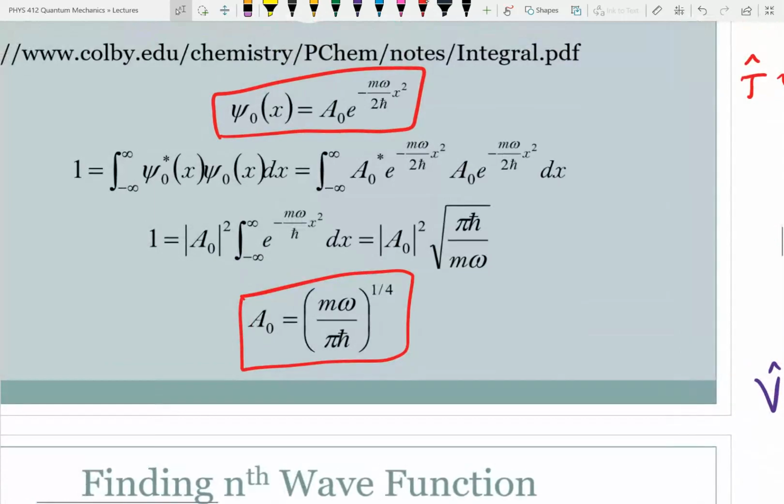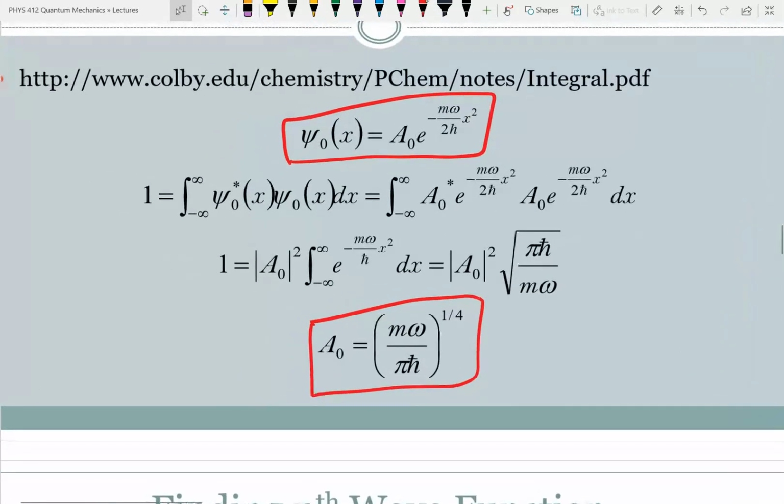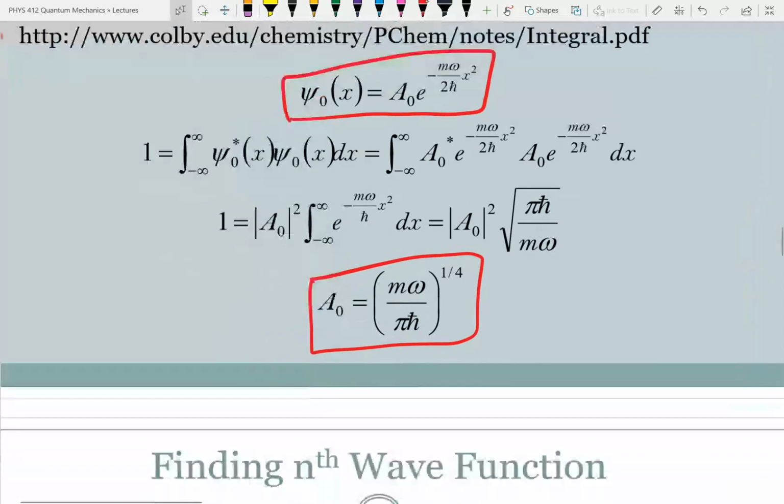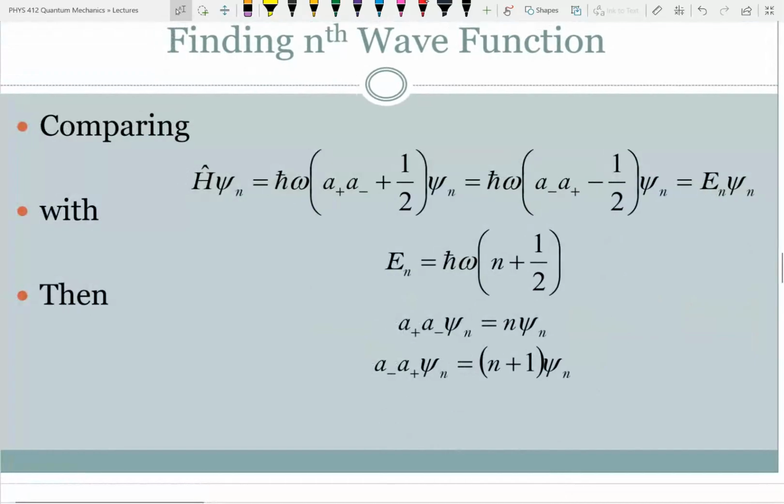So we have a normalized wave function. We verified the ground state energy. What else can we do with this? There are a few more things we can do with this, like finding another wave function.